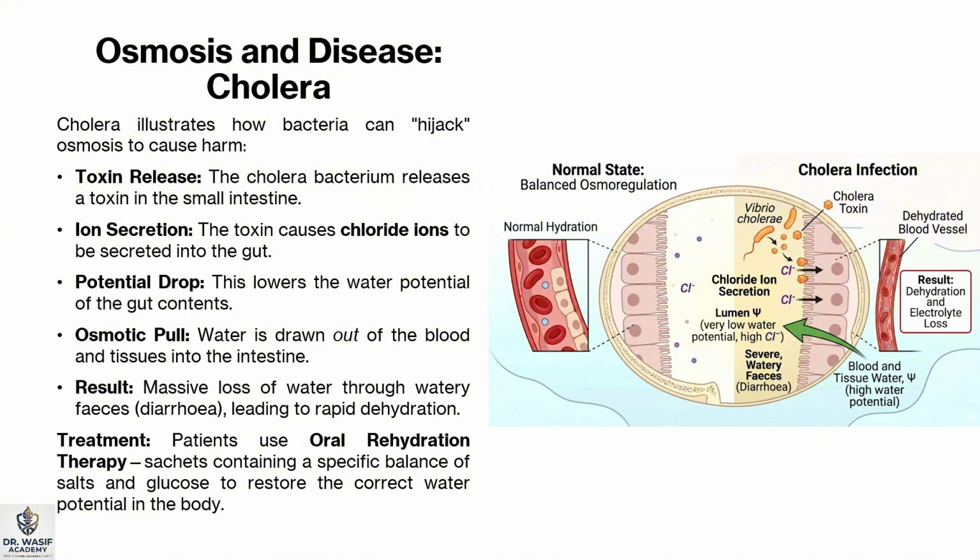And suddenly, the water math of your body is broken. By dumping all those ions into the gut, the bacterium causes the water potential of the gut contents to drop significantly. So it becomes a highly concentrated, low water potential zone. Now remember the rule of movement. Do you remember that water follows the solute.